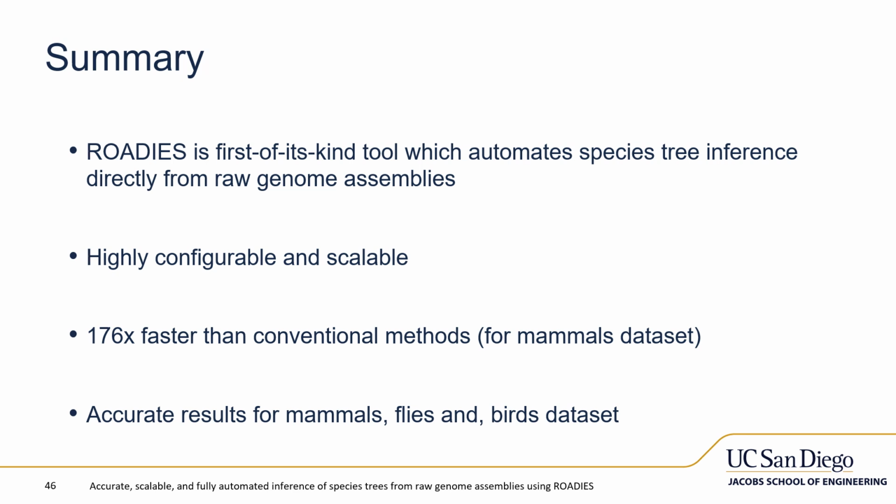So that pretty much sums up my work. In today's talk, we saw how important it is to construct an accurate tree for thousands of species and how conventional approaches are just not feasible to continue in the near future. Also, scientists are still debating the correct notion of the tree. ROADIES solves all these existing challenges by automating the entire pipeline of species tree estimation, and it's also highly configurable to user requirements. It's highly scalable. When we compared on the mammals dataset, it was around 176 times faster and also gave accurate results for the mammals, flies, and birds datasets.